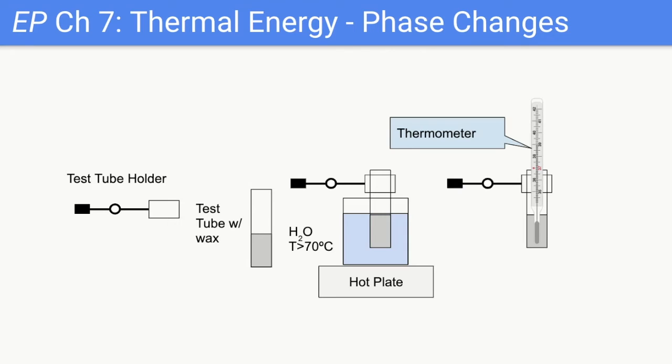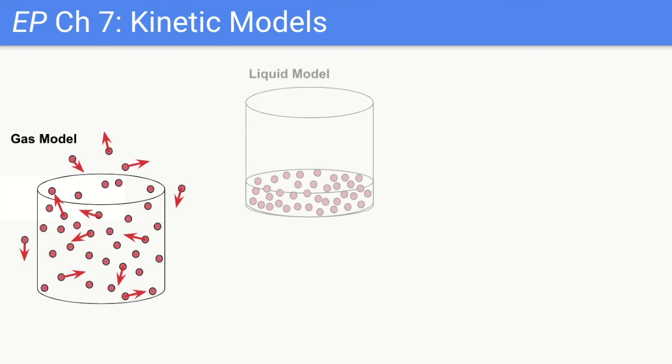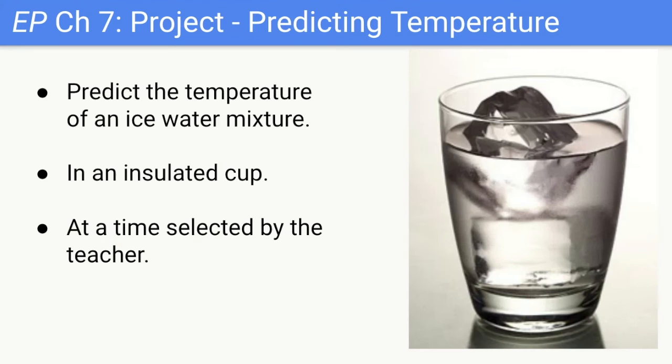Students will use ice and wax to investigate thermal behavior during phase changes. Students connect thermal energy to kinetic theory of matter by considering models for each phase. Lastly, students connect all the concepts to insulation and how we conserve thermal energy. At the end of the chapter, students will bring everything together to predict the temperature of an ice-water mixture.